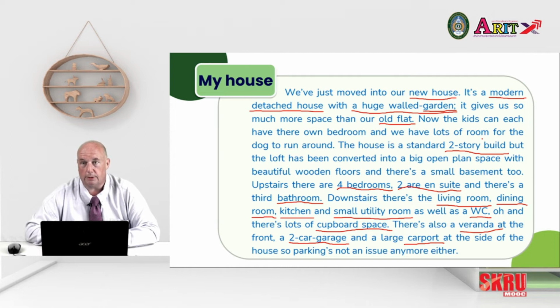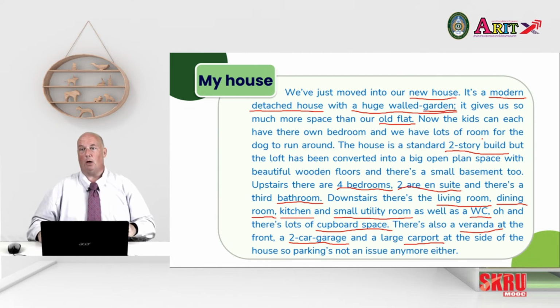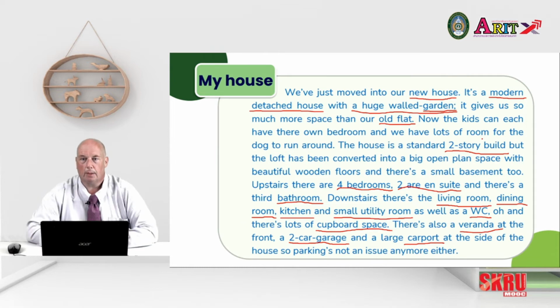So in this case, the loft has been converted into a big open plan space. So instead of just empty storage, it's now got wooden floors you can walk on and a small basement. A basement is a room below the ground where you can go down under the ground floor of your house. A lot of houses may add something like that, and it's often used as a utility room, for example, or in colder places as a boiler room.